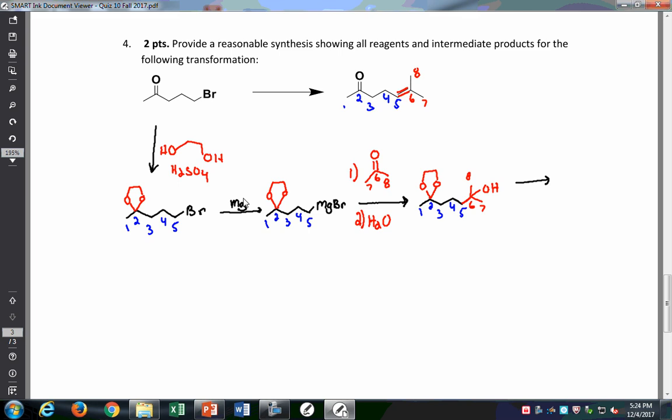So 5 and 6 would be tri-substituted. A double bond between 6 and 7 or 6 and 8 would be di-substituted. So if we want our most substituted, we can use our strong small base. But first we need to make alcohol a good leaving group. We can do that by using tosyl chloride. And then this. That will give us our double bond in the position we want.